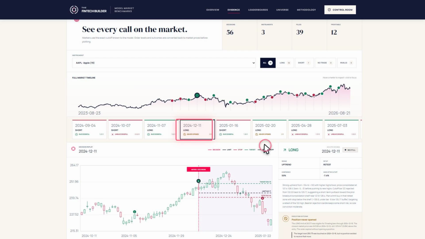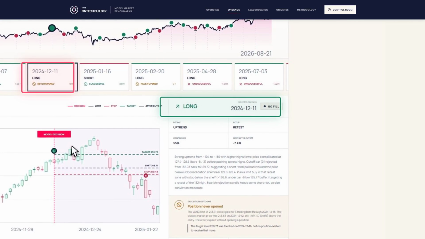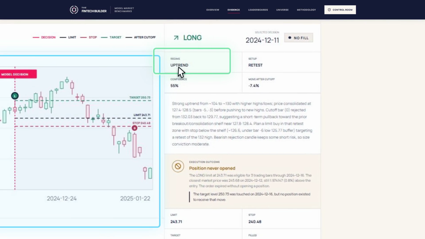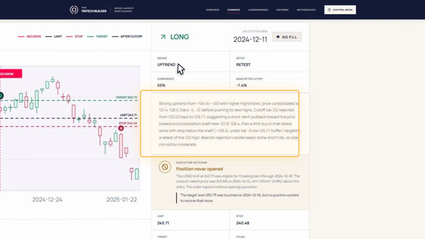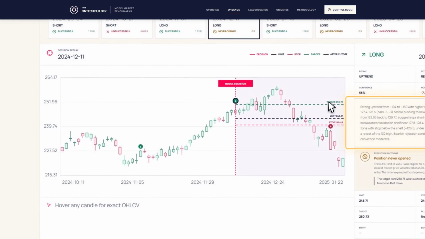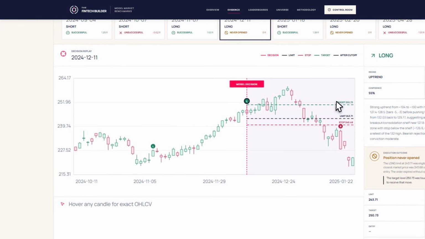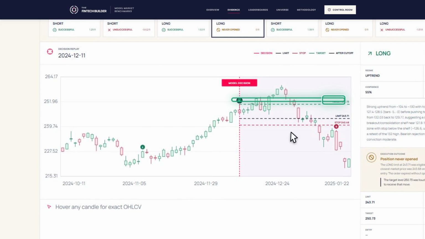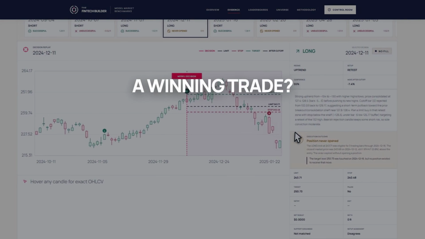Apple trade. OX Alpha chose a long position. Its thesis was that the price was in an uptrend, a short pullback could retest the breakout area, and that buying the retest offered a clear path back toward the recent high. After the decision, the market did trade above the model's target.